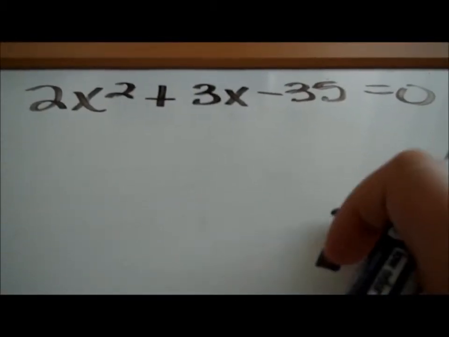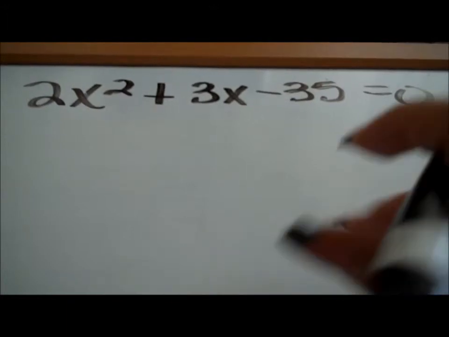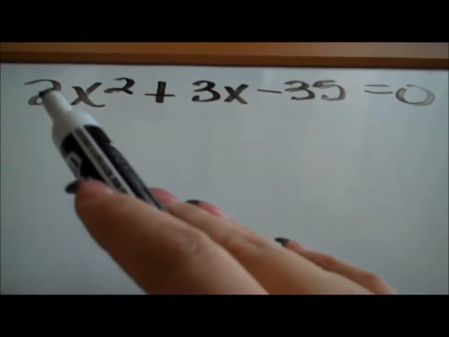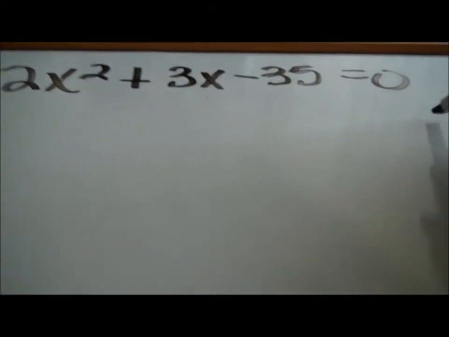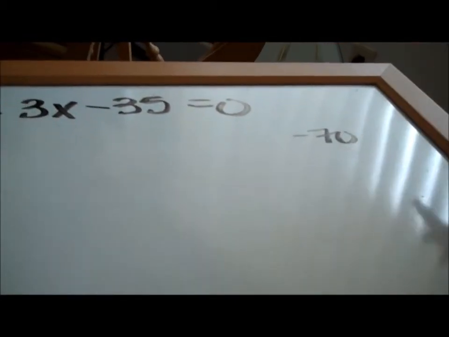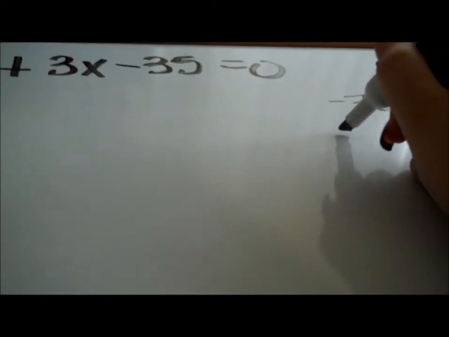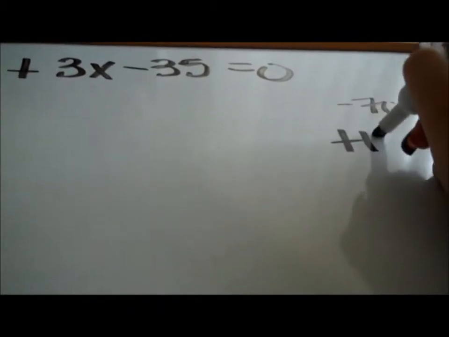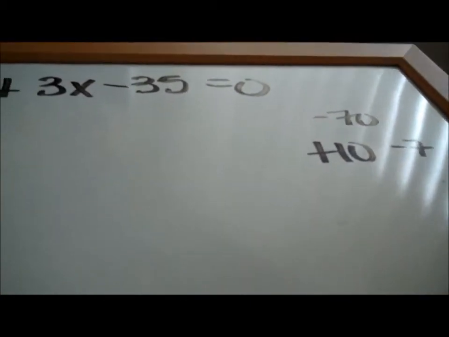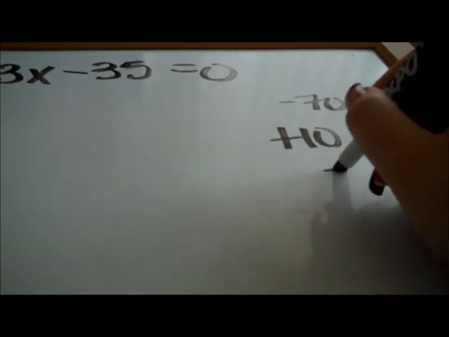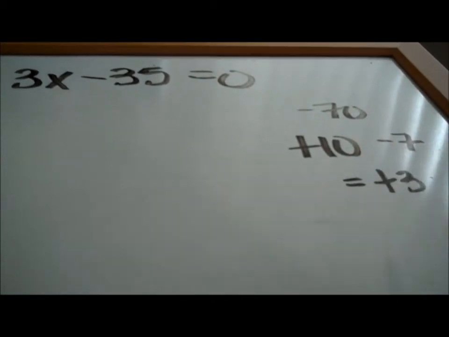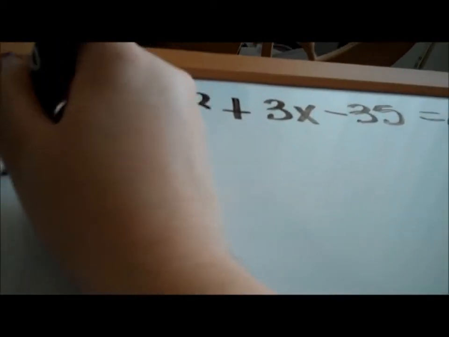Rewritten with a little bit more room. We need to factor this, so again we have to use the AC method. 2 times a negative 35 is a negative 70, so I need to find factors of a negative 70 that subtract out to 3. So that would be a positive 10 and a negative 7. So if we have a positive 10 and a negative 7, I do get that positive 3 that we need up there. So again, I'm going to rewrite.